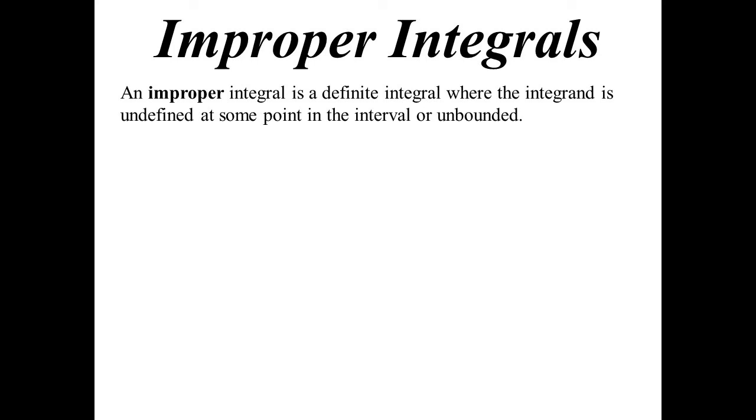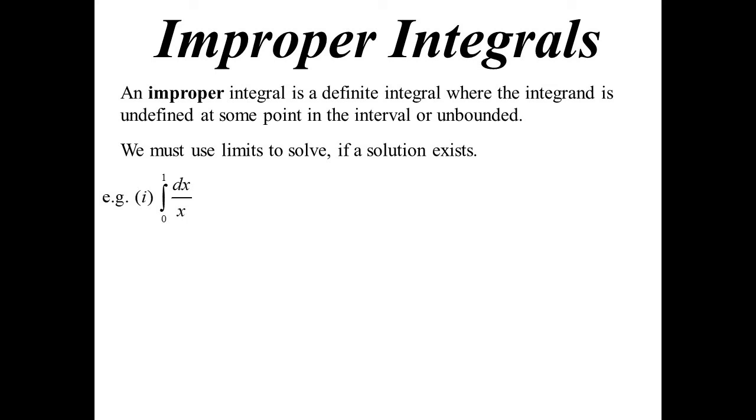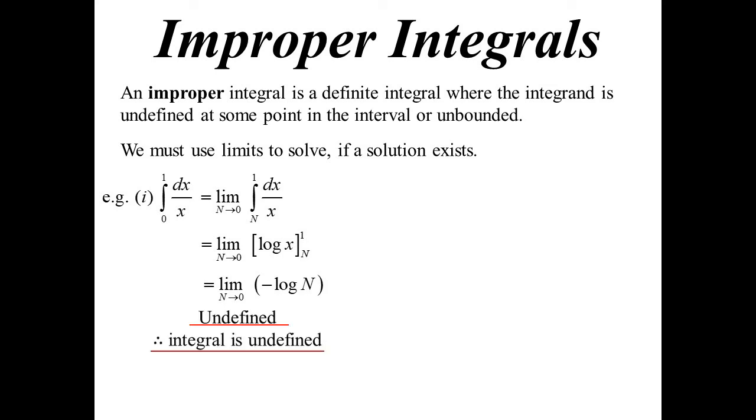So it's a definite integral, but where the integrand is actually undefined at some point. If I said integrate from 0 to 1 of dx on x, obviously that's not defined at x equals 0. So that's our hyperbola. I change it to be the limit as n approaches 0 of the integral from n to 1 of dx on x. That gets me log of x as n approaches 0. So I want minus log n as n approaches 0. Well, what's the log of 0? So this one, the integral is still undefined.